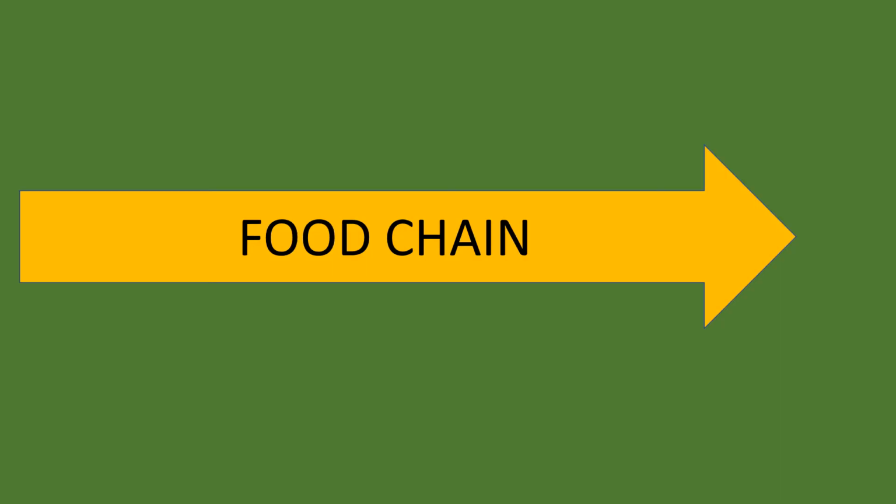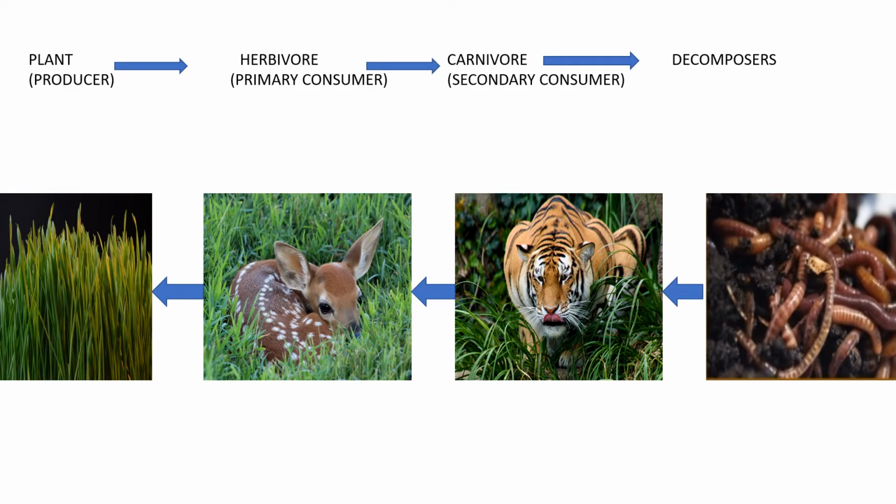Next is food chain. A food chain explains which organisms eat another organism in the environment. Like here, you can see in the diagram that a deer eats grass and the tiger eats deer.